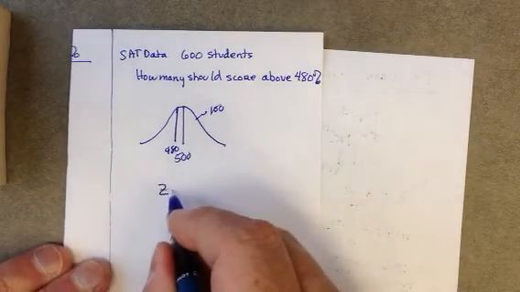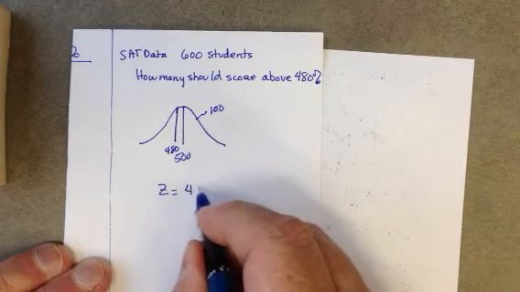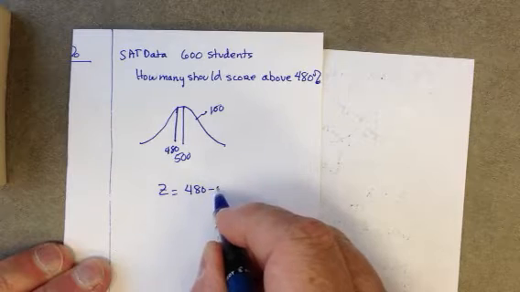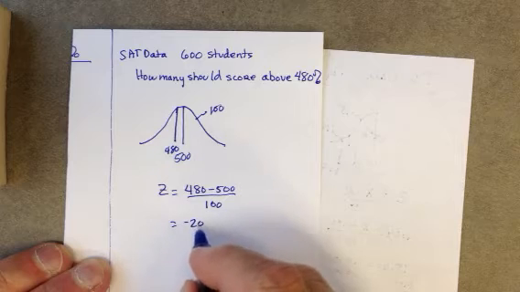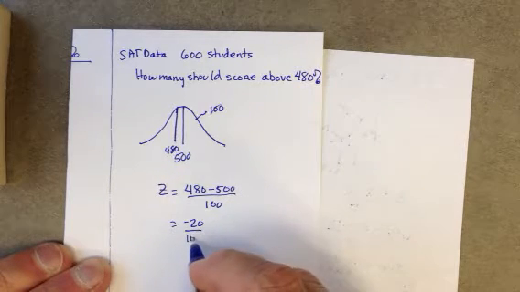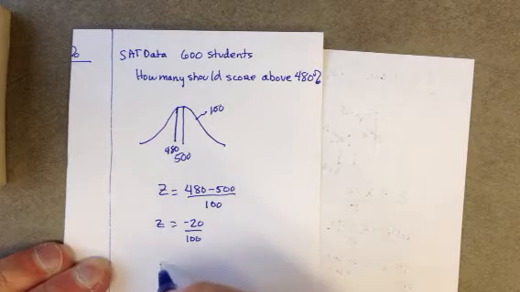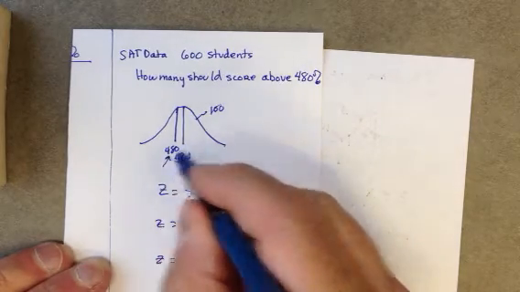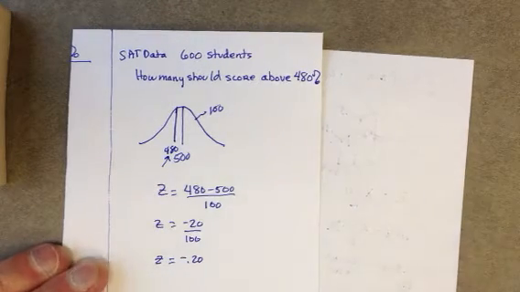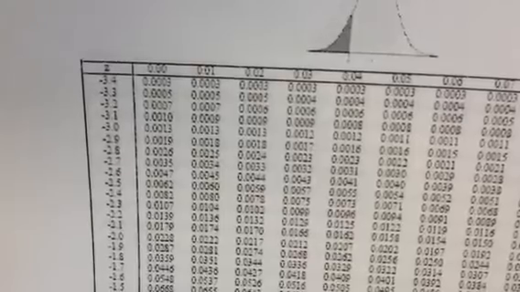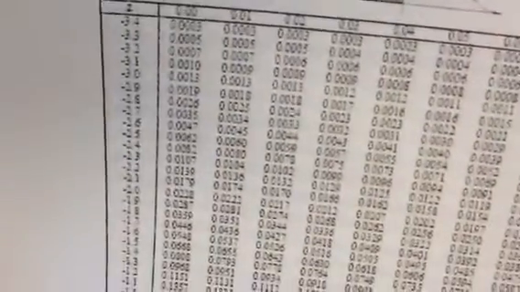Again, we start off with a z calculation. We know that the score this time is 480. The mean is 500, and the standard deviation is 100. When I calculate this, I get minus 20 over 100. In this case, we're calculating the z because we already know the score. And that comes out to negative 0.20. I go to the table now, and I'm going to use it in exactly reverse. Notice we're still to the left of the mean, so we're going to use the table for the left of the mean here. And what I'm going to look up is a z of negative 0.20.